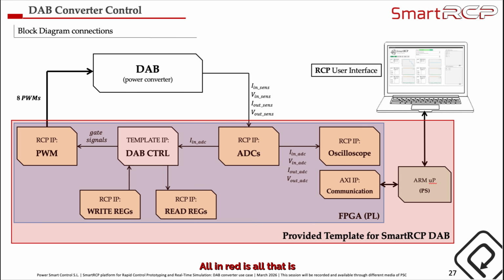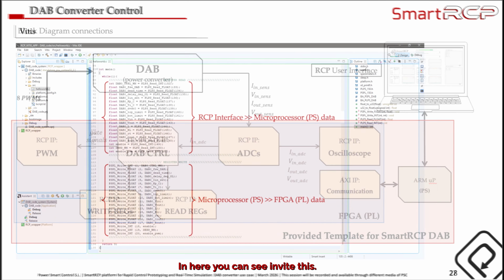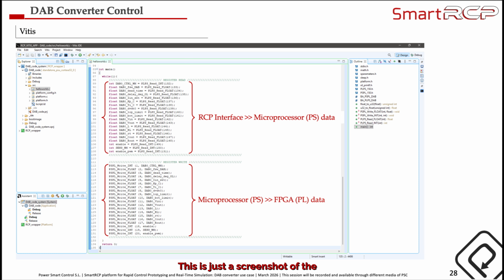All in red is all that is compressed in the template, the dual active bridge template. So we provide the FPGA and the processor code, everything. Here, you can see, in bytes, this is just a screenshot of the code. Here, you can see the register exchange between the FPGA and the user interface. So as we have said, this is just a communication management system.